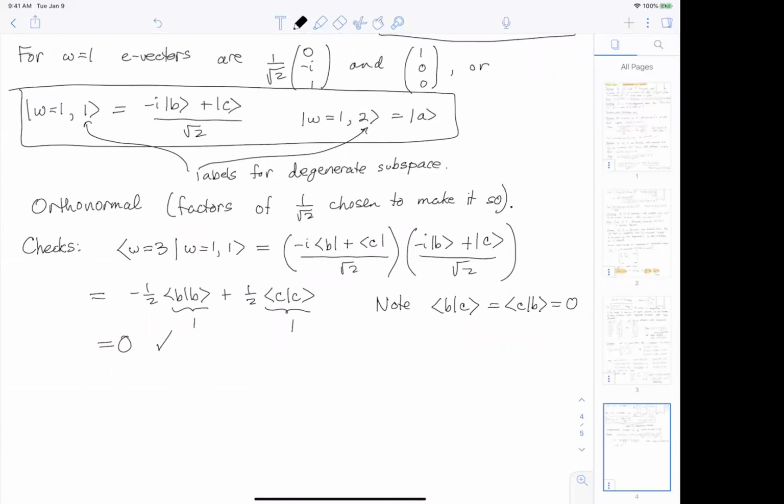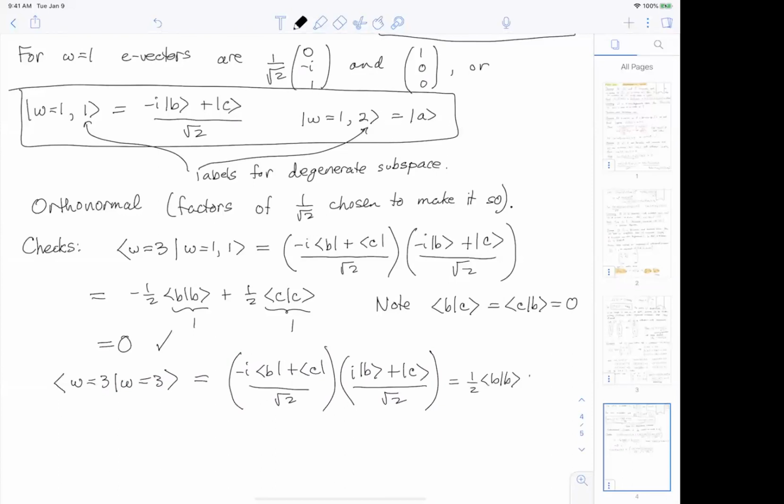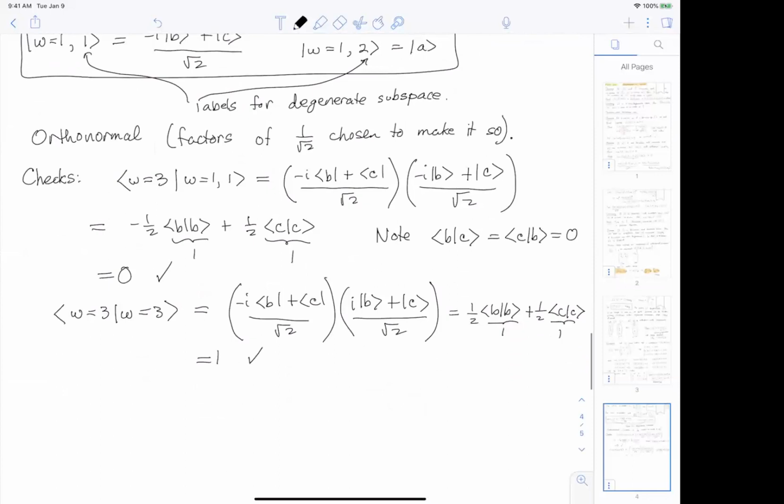Okay, now as another check, we can do the inner product of omega equals 3 with itself. And so that's equal to minus i B plus C over square root of 2, just like we did in the previous check, times i B plus C over square root of 2. And then that works out to 1/2 B with B plus 1/2 C with C. Okay, and again, this is 1, and that's 1, so that's 1/2 plus 1/2, which is 1. So again, that checks. And that's how I knew that these factors of square root of 2 had to be there.